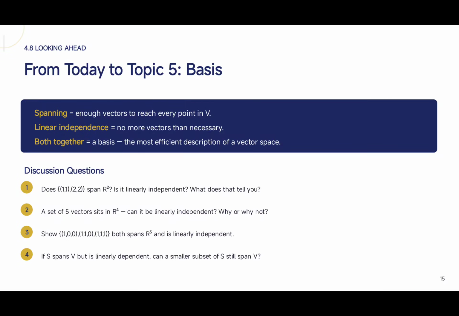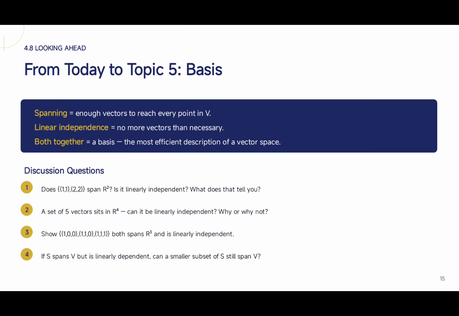Let's tie today together. Spanning means you have enough vectors to reach every point in the space. Linear independence means you have no more vectors than necessary, no redundancy. When a set does both at once, spans the space and is linearly independent, we call it a basis. That's the next lesson, and you now have both ingredients in hand.